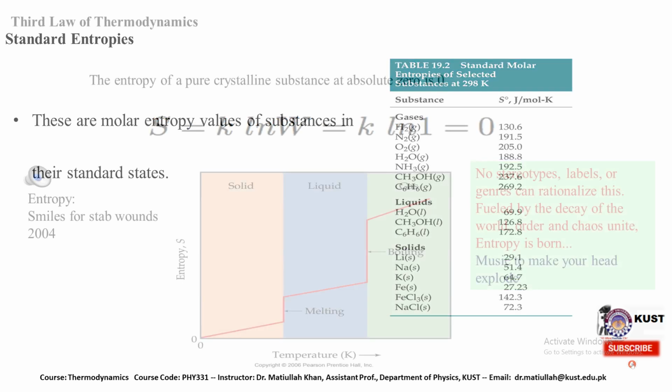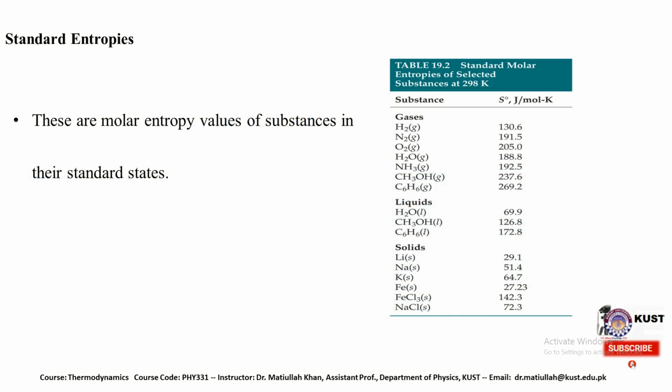This is about the molar entropy values of substances in their standard states. Here are the standard entropy values of some gases. H2 gas has an entropy of 130.6 joule per mole Kelvin, and nitrogen gas has 191.5 joule per mole Kelvin. For liquids, the entropy is 69.9 joule per mole Kelvin.